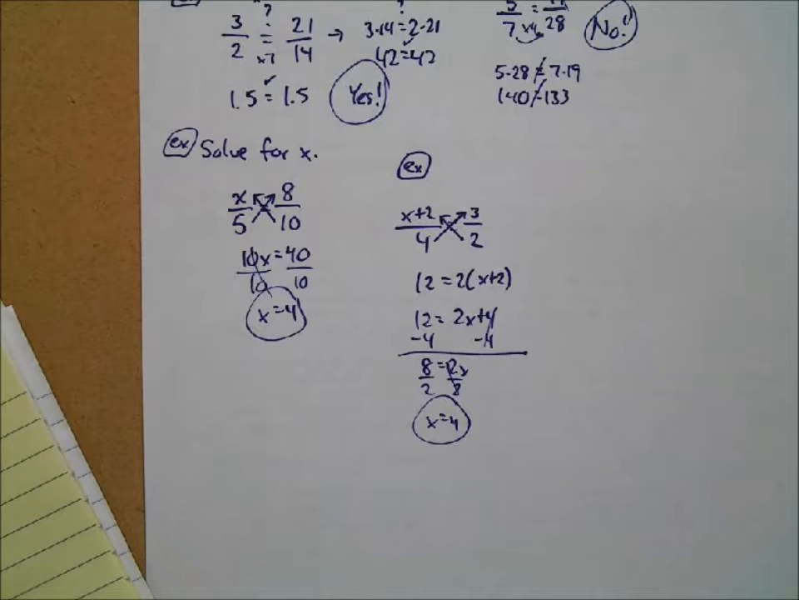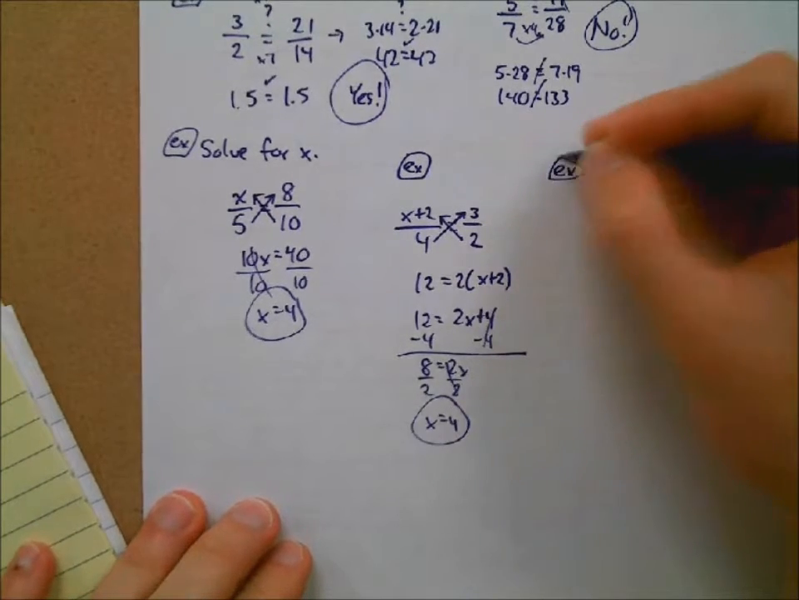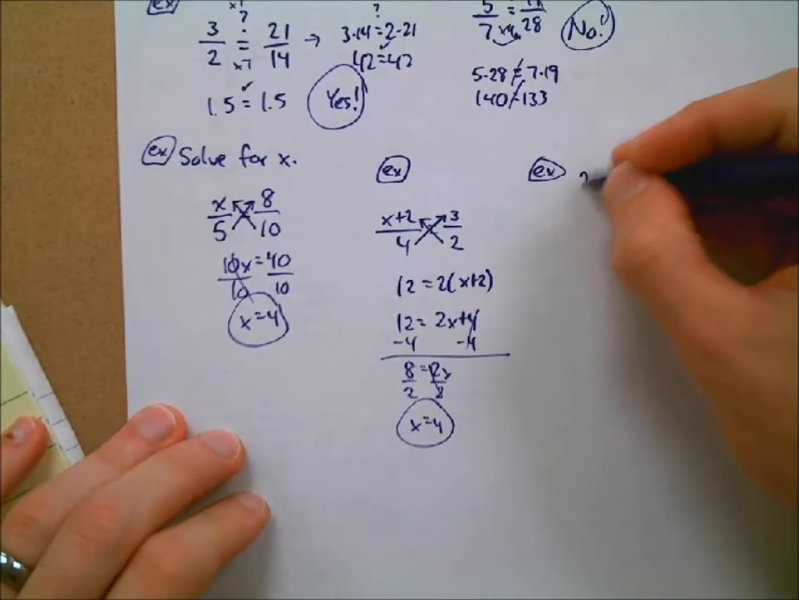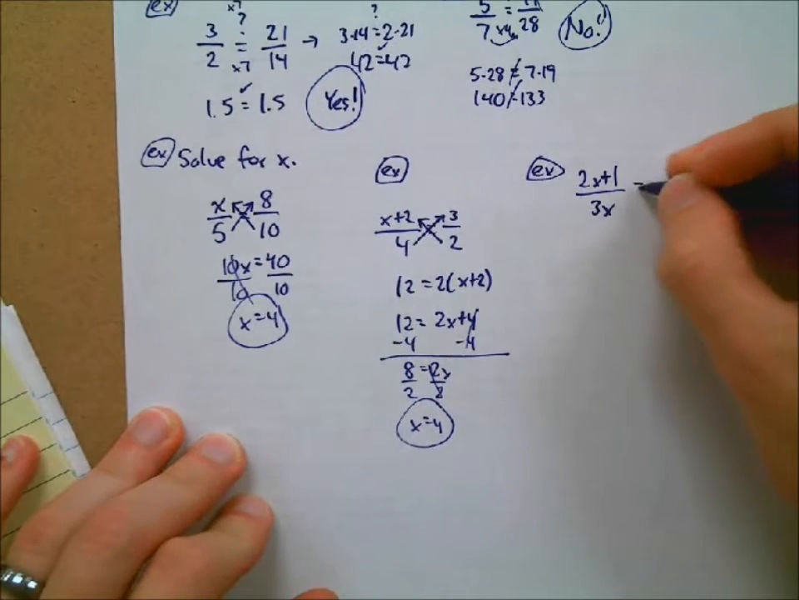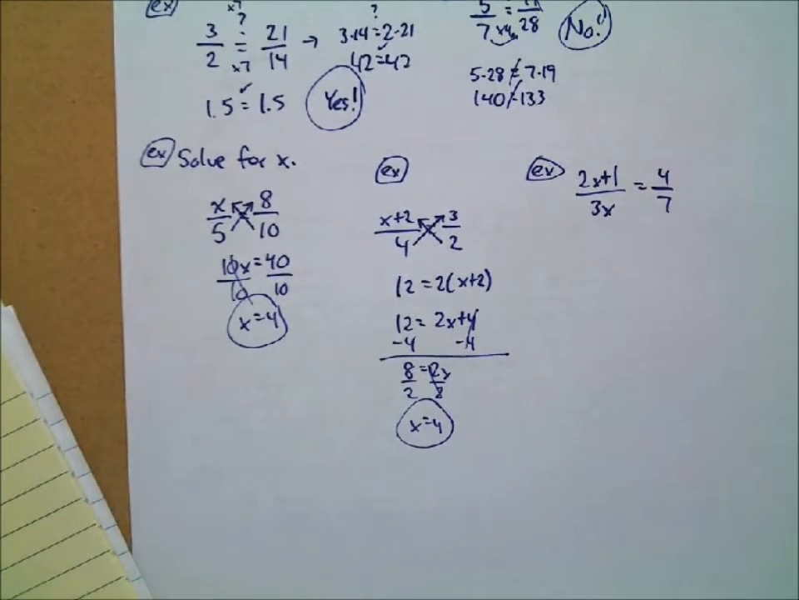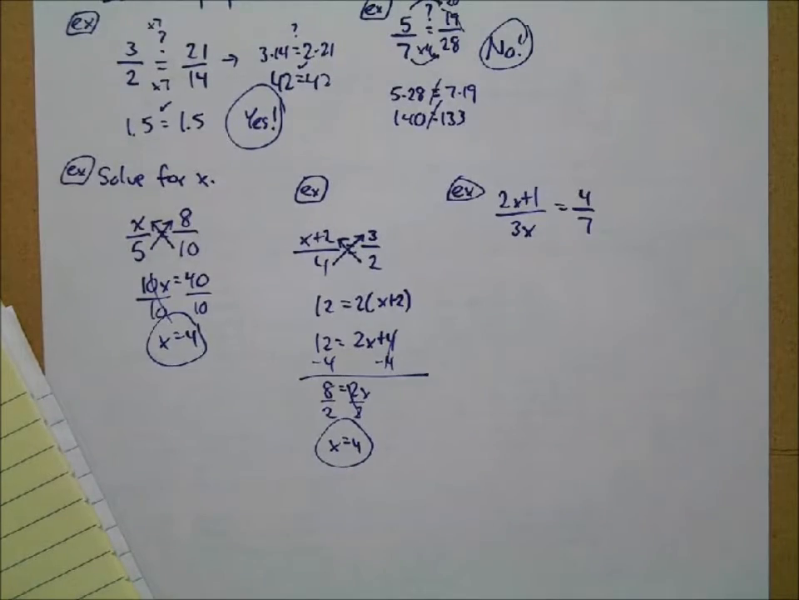Okay, let's do one more. Last one. Here we go. 2x plus 1 over 3x equals 4 over 7. This one I think I would have a tough time doing mentally. Maybe you guys can figure it out, but I'm looking at it right now and I don't think I can do that one.